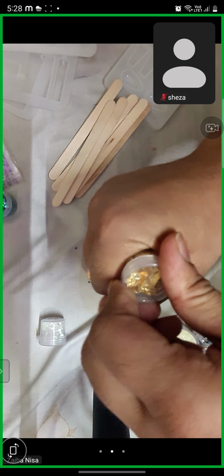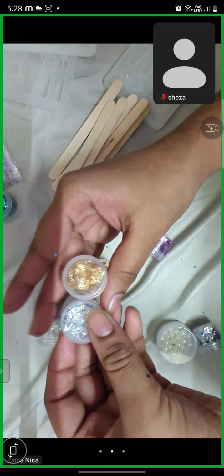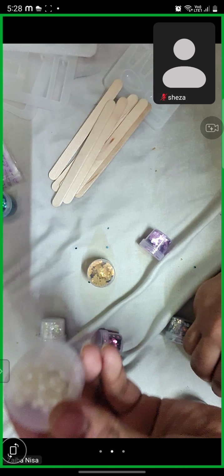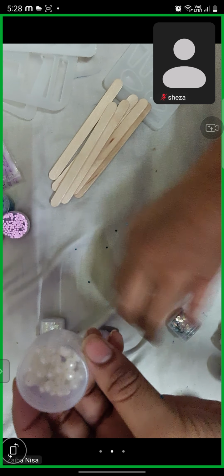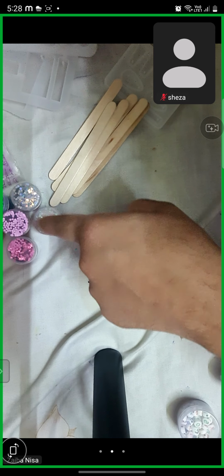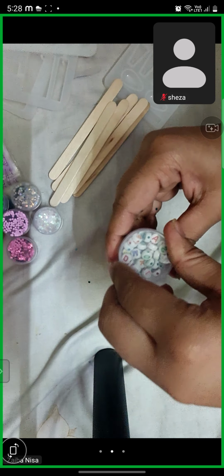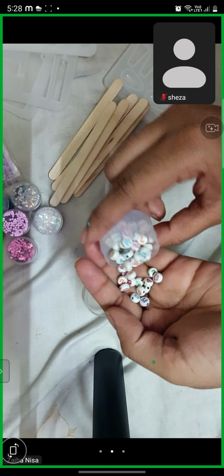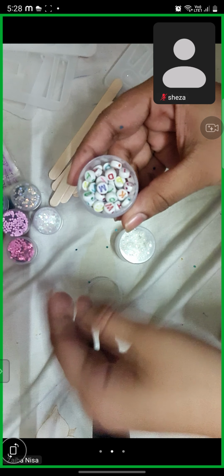The foil, the golden and silver foil. The beads, the beads for hangings, for keychains. See, I have this many glitters. And here are some alphabets from which we can create some bracelets for our hands.